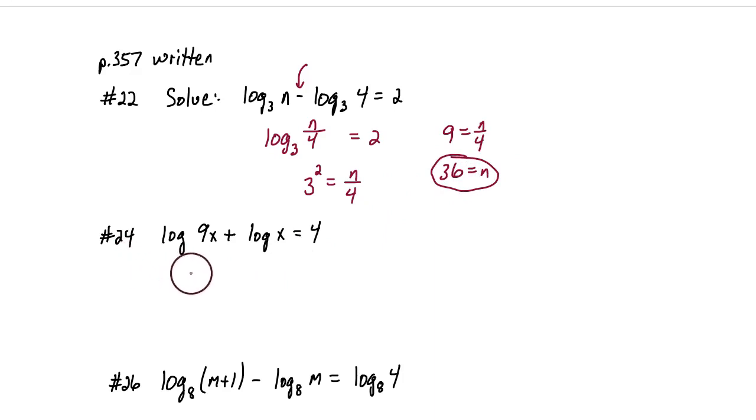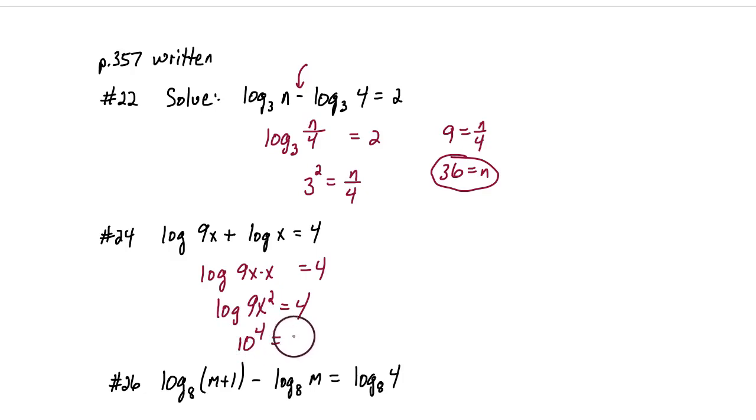Number 24, we can condense the left side. Log of 9x times x, and that's equal to 4. So we have the log of 9x squared is equal to 4. To solve a logarithm equation, you exponentiate. What's the base of this log? It's a 10. So we have 10 to the 4th power is equal to 9x squared.